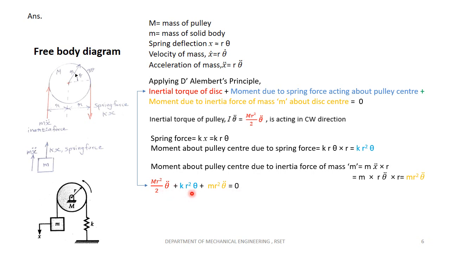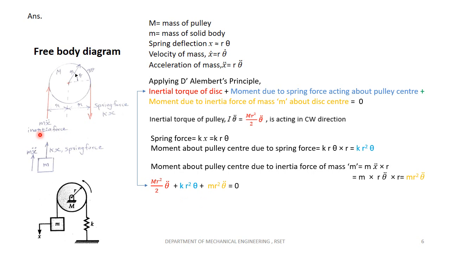Why have all these been written positive? The sign is positive because we know that the inertial torque is in clockwise direction, since we are giving a displacement in counterclockwise direction. The spring force is acting downwards, creating a clockwise moment on the pulley. That is why it is positive. Inertial moment is positive clockwise. Moment due to spring force is clockwise, so it is positive.